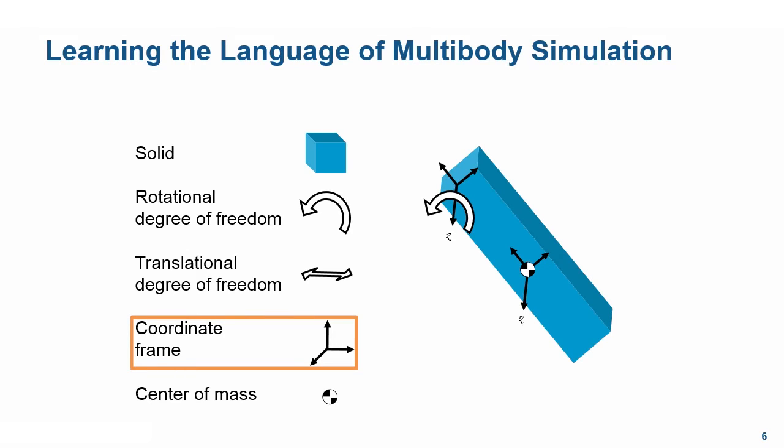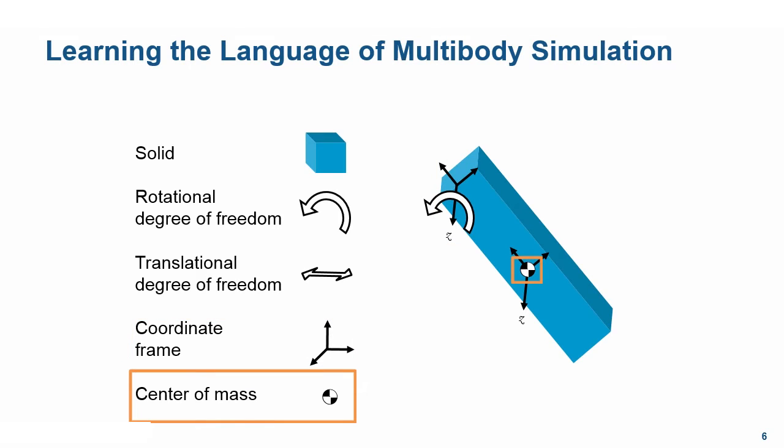Coordinate frames are used to define connection points between solids and are depicted in the diagram by the triad symbol, or the symbol with the three arrows. In the diagram, the center of mass is represented by this symbol here. Finally, we will define how the solids are connected to one another, the location of the center of mass of each solid, the inertia, and how the solid geometry will be represented visually.